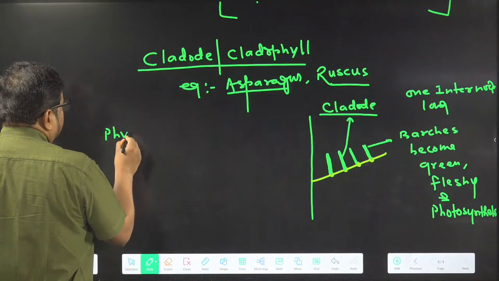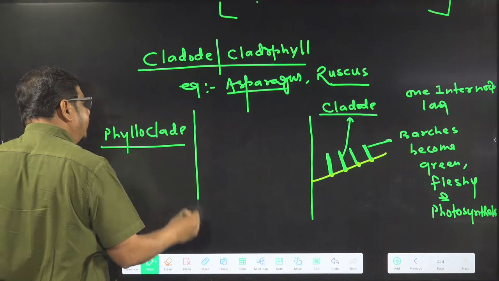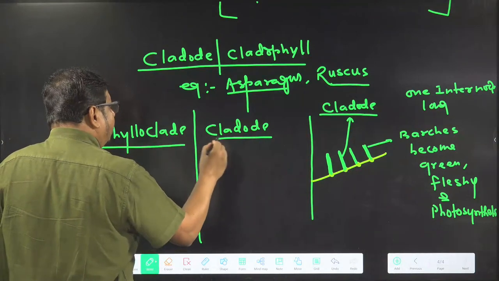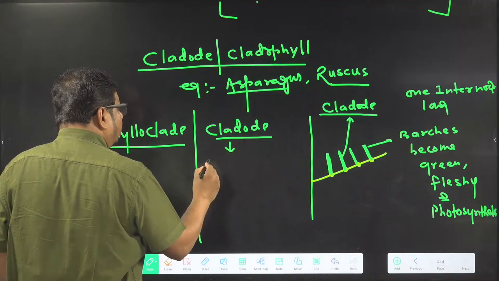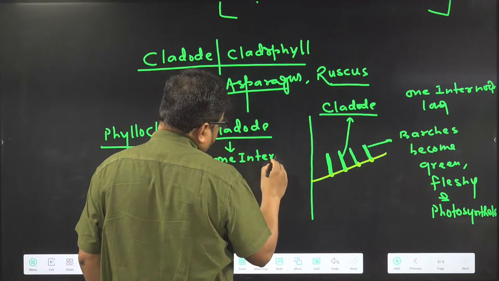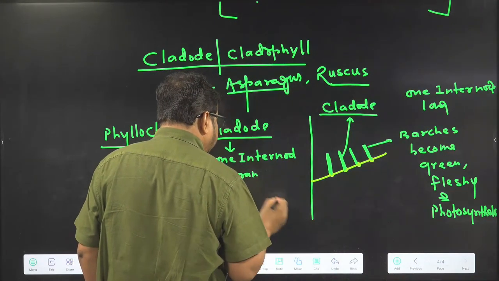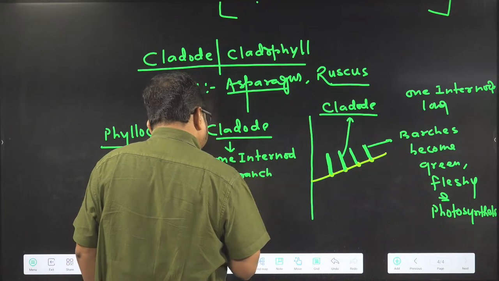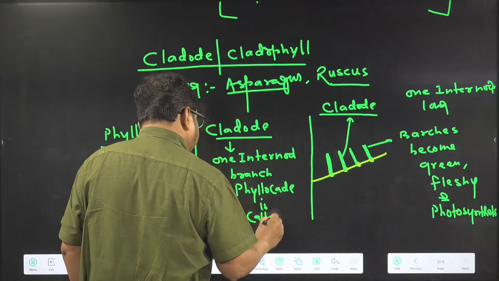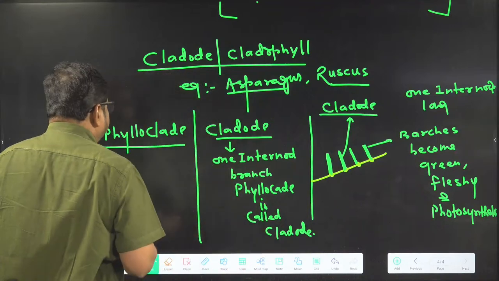I am writing phylloclade here, and here I am writing cladode. What is the difference? One line answer you can write about cladode: one internode long branch is called cladode. What is the difference between phylloclade and cladode?